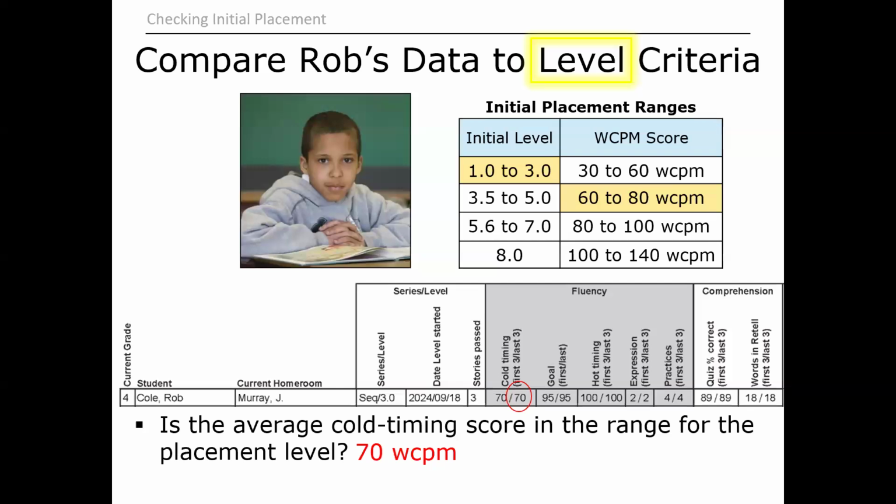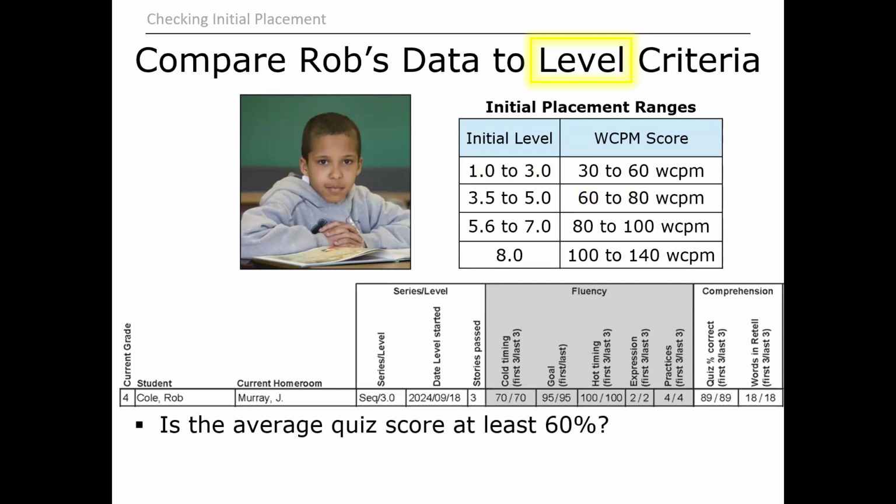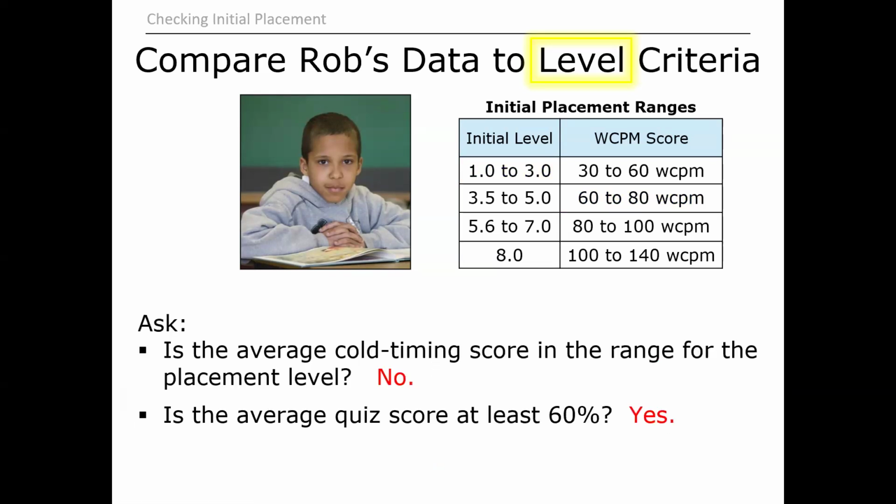Now let's take a look and make sure that his quiz is good enough. The quiz, again, I'm going to help you try to find the quiz. The comprehension section is in the far right. And so his average quiz score is at 89. So his average cold timing score is not in the range, but his quiz is good enough.